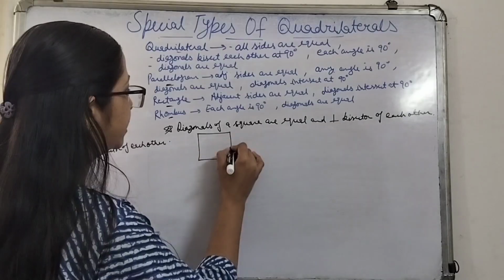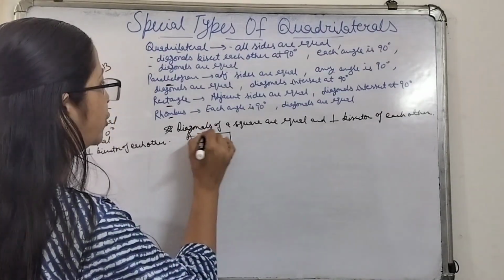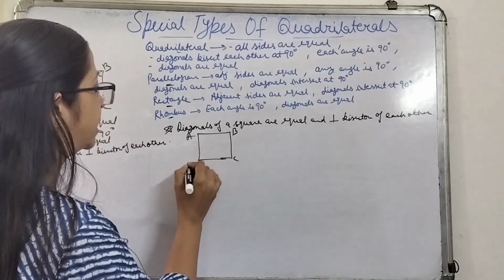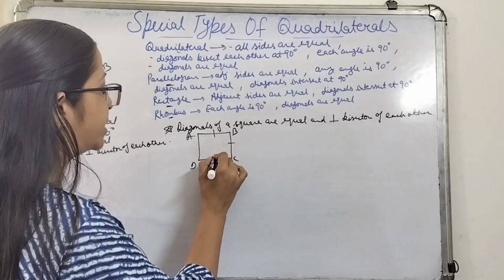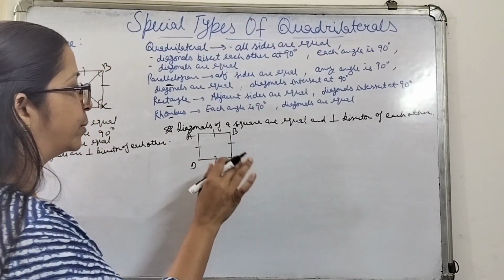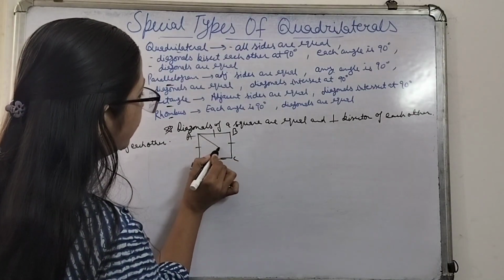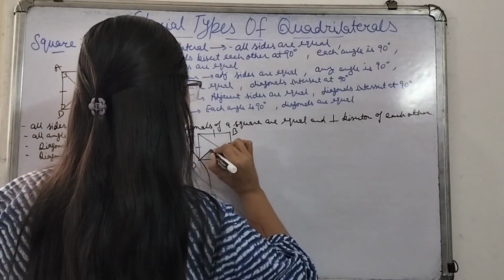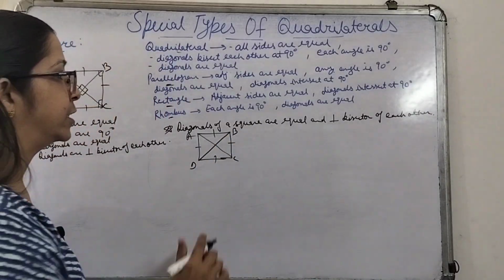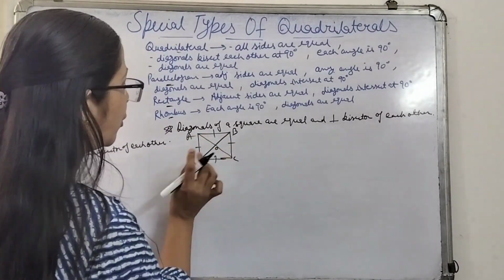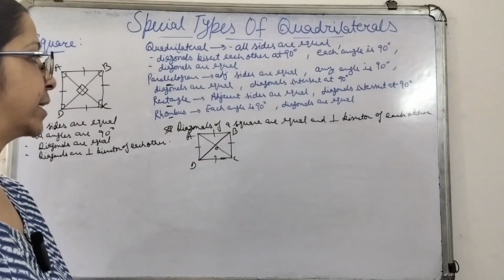So we have taken a square ABCD. It is a square, so all the four sides will be equal and all the angles will be 90 degrees. We need to prove that the diagonals are equal. First of all, we will be proving that the diagonals are equal. This is the point O we have taken where the diagonals intersect each other.